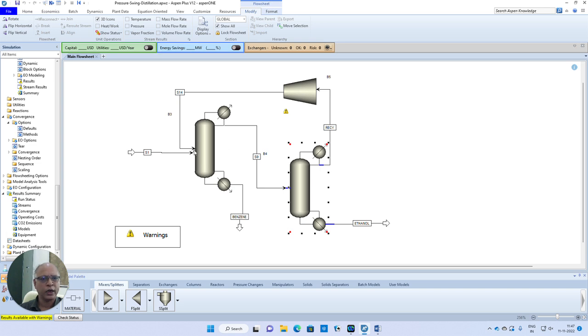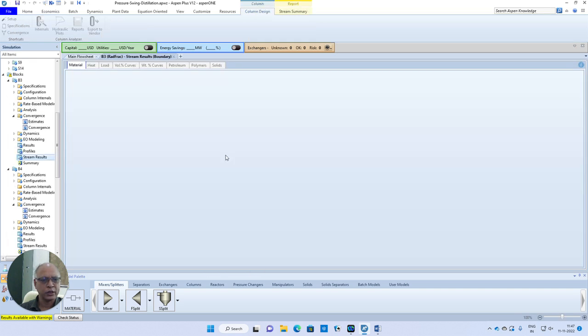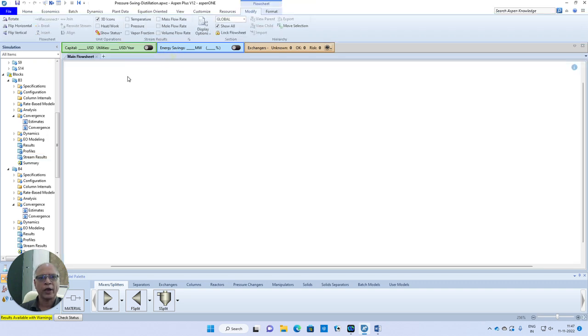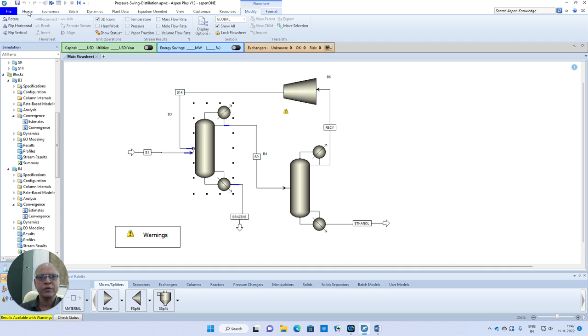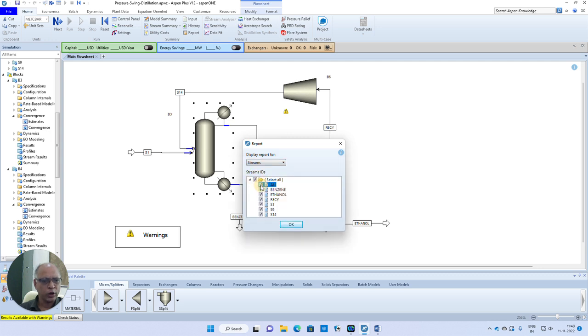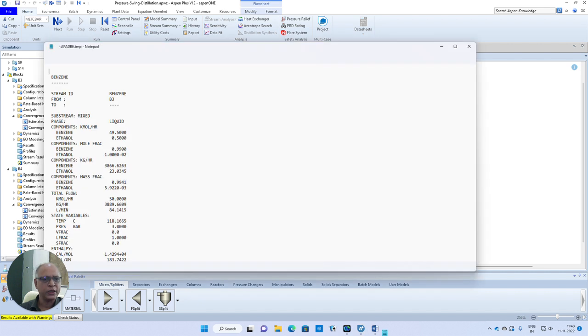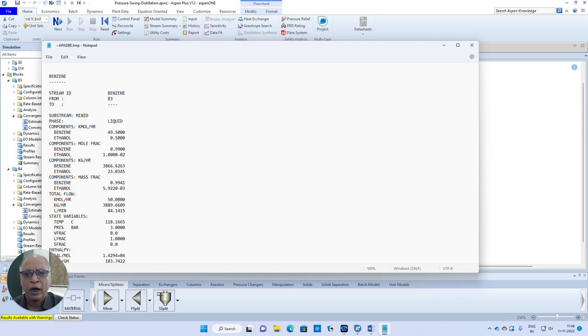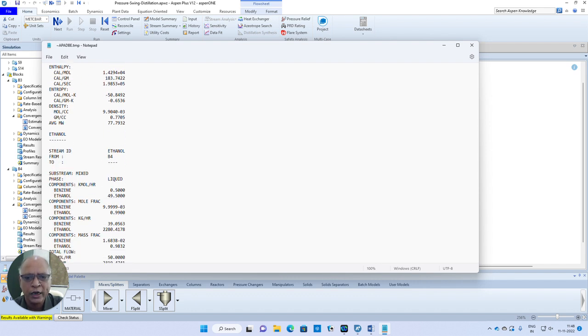Let us see maybe the report or look at the stream results. This is likely to happen sometimes. Don't worry. You should be able to see the stream results. I'm interested in the recycle, and the ethanol and benzene streams. Now you can see in stream, we were able to get 99% benzene. Similarly, if you look at ethanol, we were able to get ethanol with 99% purity.